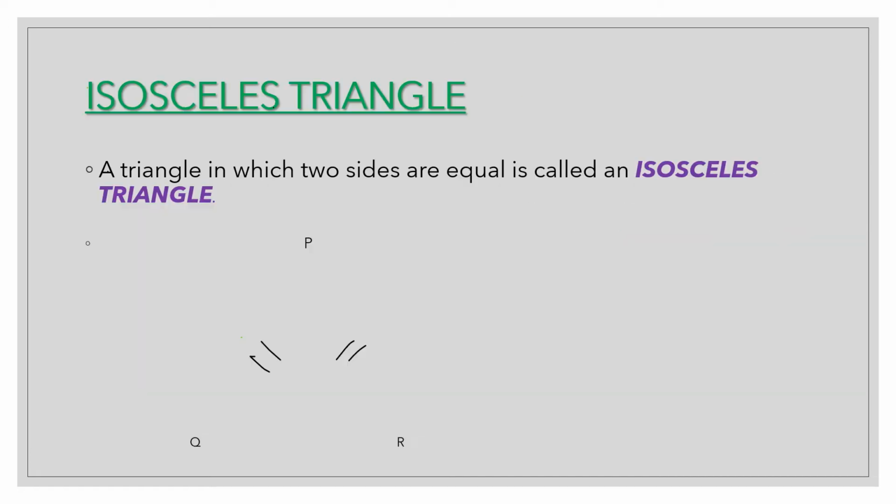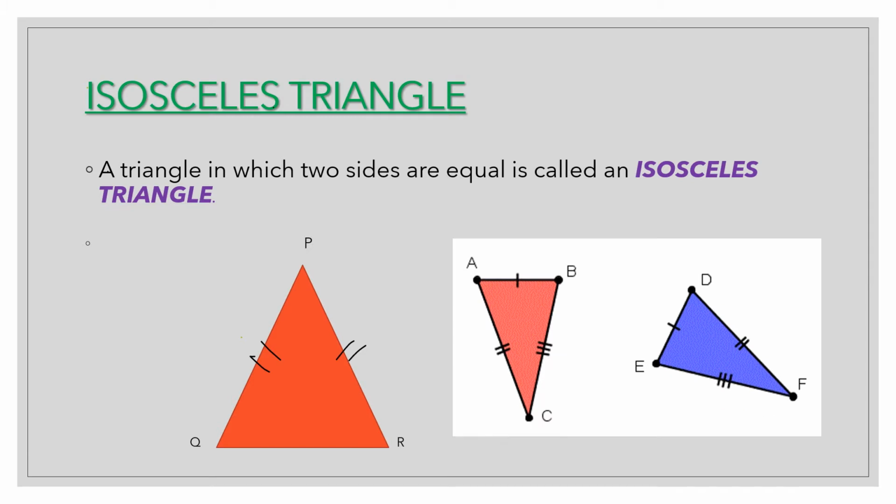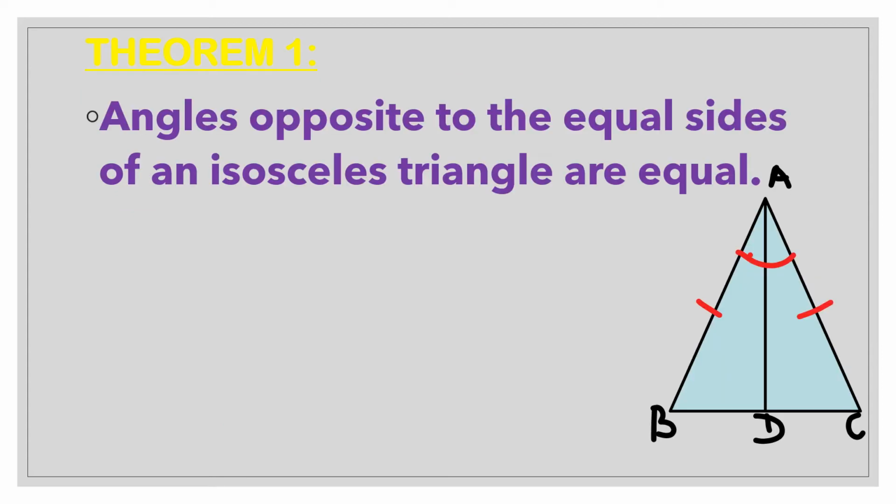Now, let us move to the isosceles triangle property. So what is an isosceles triangle? A triangle in which two sides are equal. We can see that PQ and PR sides are equal. So if in a triangle any two sides are equal, we name it an isosceles triangle. There are two very important theorems based on the isosceles triangle property.